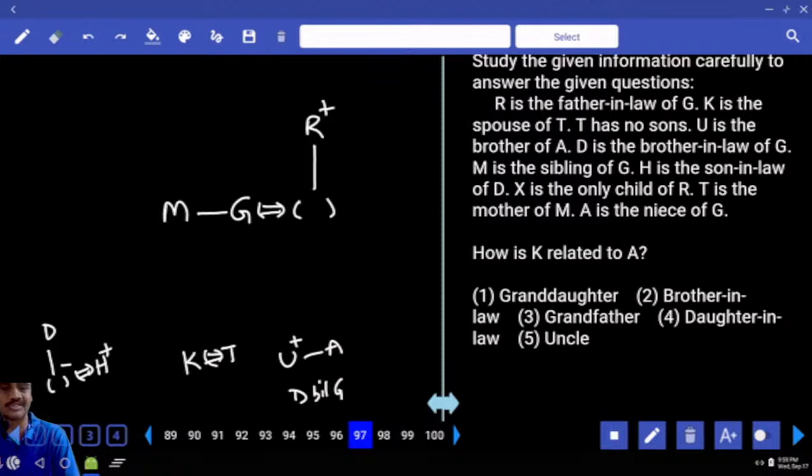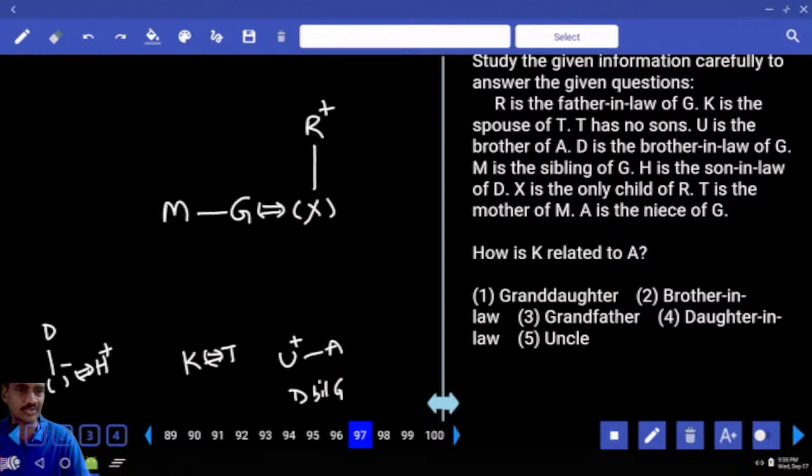And X is the only child of R. As X is the only child of R, earlier you have brother-in-law. D is the brother-in-law of G. You cannot have D like this. That means G's spouse's brother D is ruled out, because X is the only child of their parent.